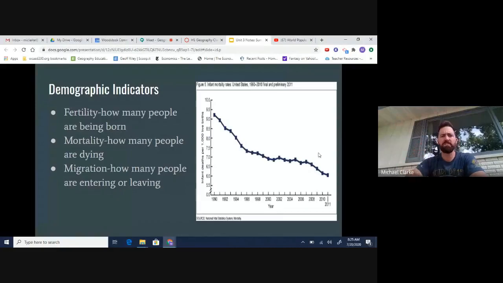Your population's still going to stay high. But if you're a European country where you don't have a lot of kids being born, and at the same time people are coming into your country and people are leaving, that's a problem. We'll talk about why that is.